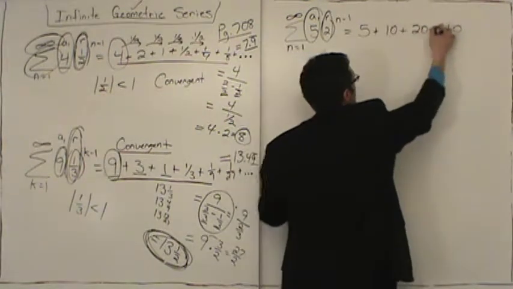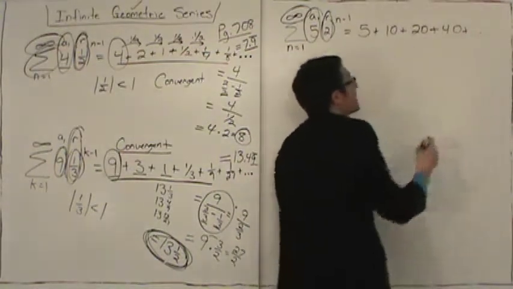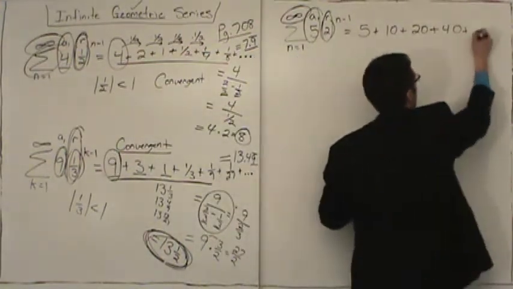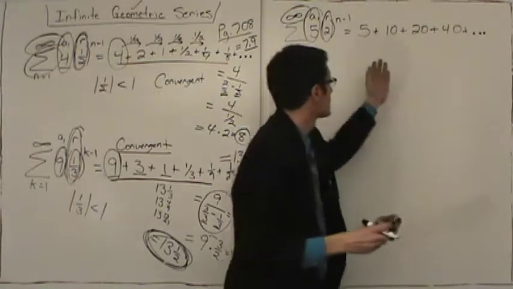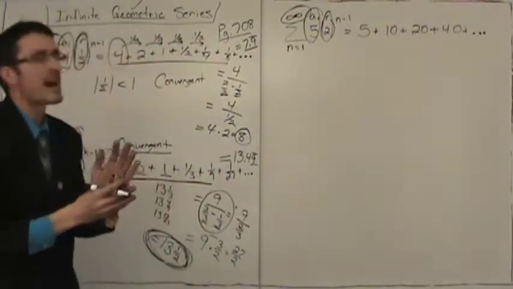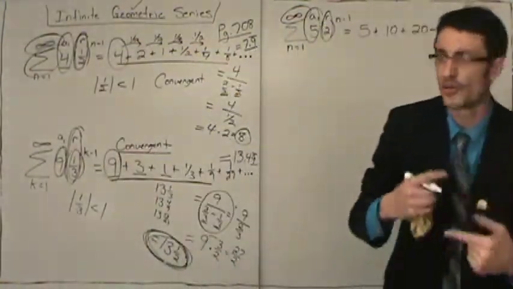Plus, plus, plus. And we're adding what? Forever because of the infinity. So plus dot, dot, dot. Now the question is, is this thing getting close to a value? Someone said, well, it's getting close to 1,000. Well, my question is, is it getting close to 1,000 or is it getting further away from 1,000?